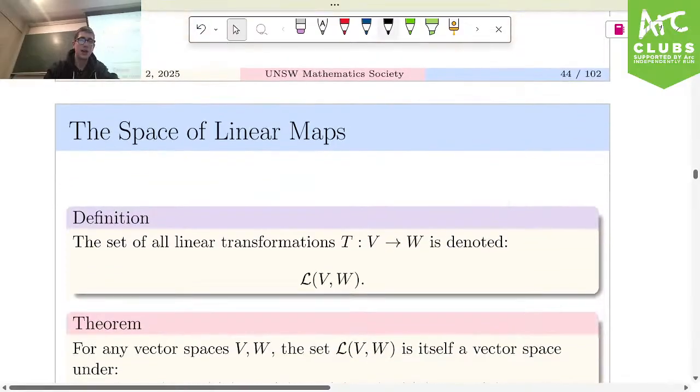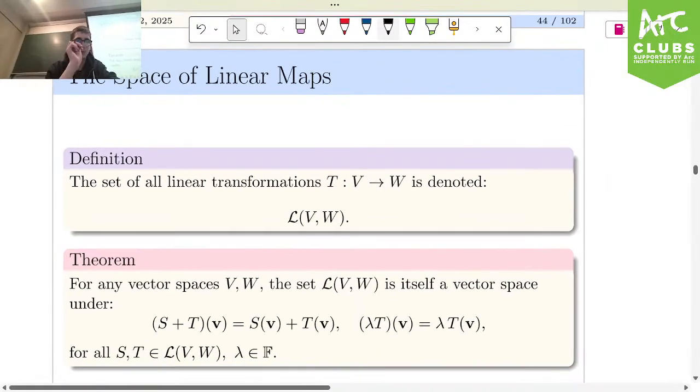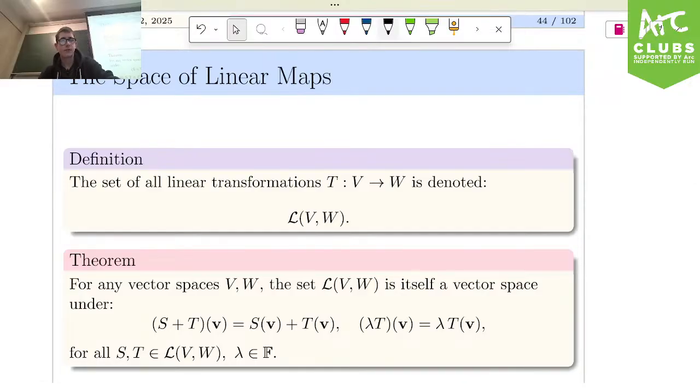That's our main definition. And we can talk about what we can look at here. So first of all, another definition is that the set of all linear transformations, which you might see denoted with this mathcal L, from V to W, is just also itself a vector space.